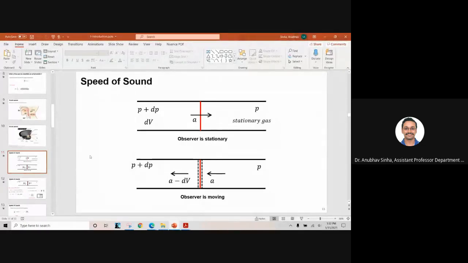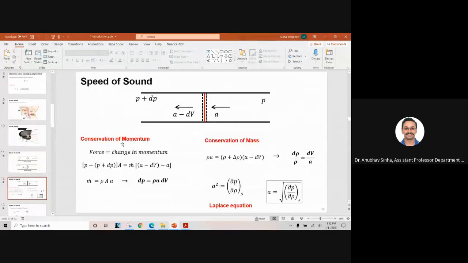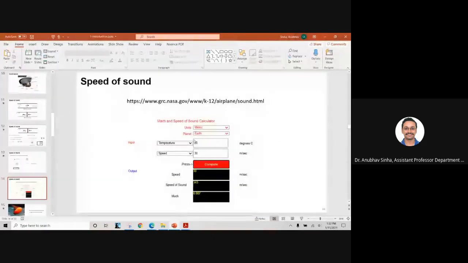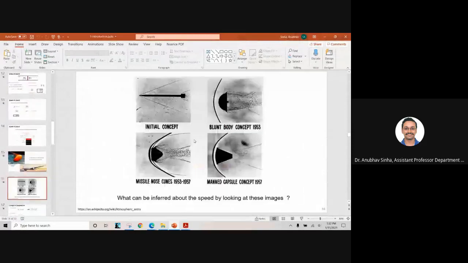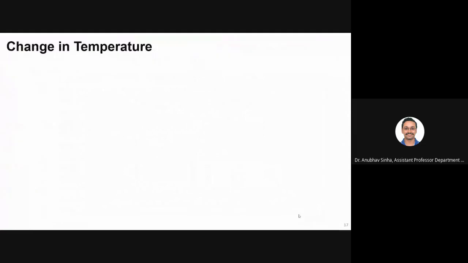So in a tube or a channel, how we account for change in pressure and how we derive the speed of sound, that is what we have already discussed, and we talked about heat generation. So let us begin with heat generation.